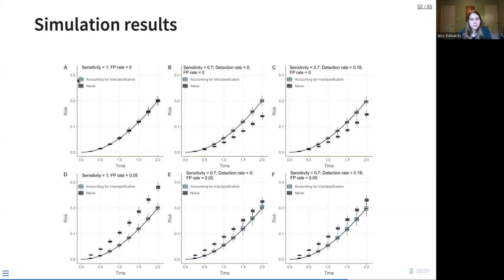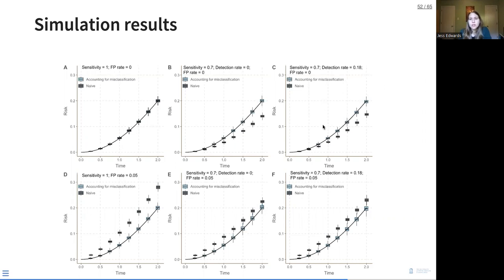So in this first figure on the left, there's perfect sensitivity and no false positives. And so as expected, both approaches fall right along this line, which represents the truth. The black line is the true risk function. When sensitivity is imperfect, you see that the naive approach, as you would expect, underestimates the true risk function, but our approach gets it back pretty closely throughout follow-up.